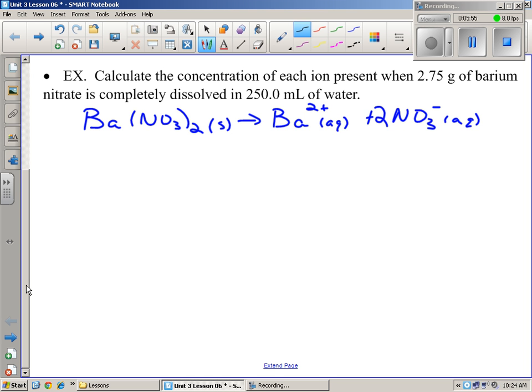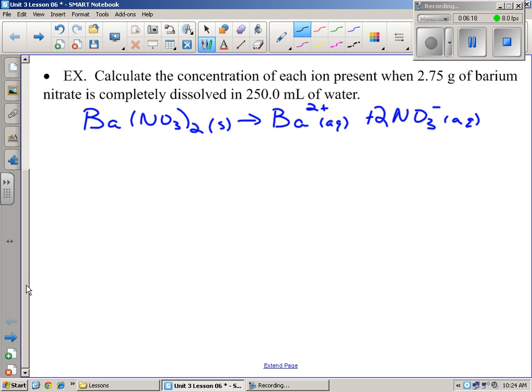Here's what we're doing. This is all we're doing. We're not doing a chemical reaction, nothing else. We are simply weighing out 2.75 grams of barium nitrate. Okay, got it in my little weigh cup, or in my little beaker if you want, and I'm simply dumping it into 250 milliliters of water. Okay, that's all we are doing. So I'm weighing out a specific weight, and I'm putting it into 250 milliliters of water.